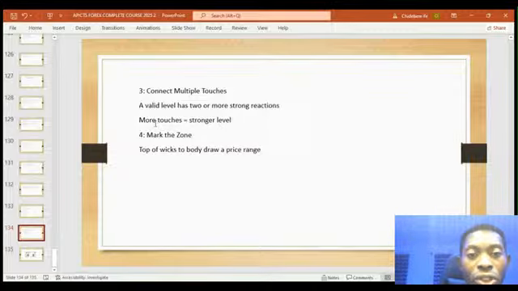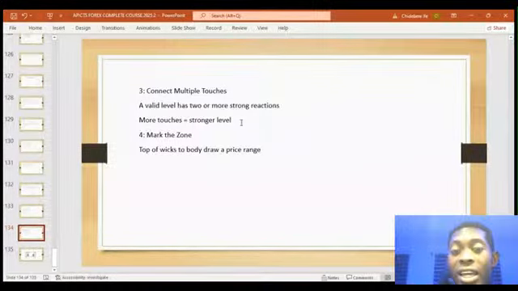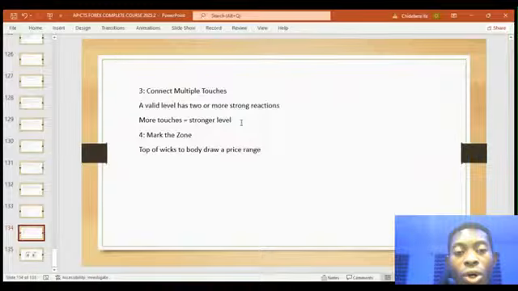More touches, stronger level. And when price is being held multiple times, you pay attention to that zone, and the moment it breaks, price always moves very fast away from those zones. So mark those zones when you have multiple touches. I'm going to teach you how to draw this.